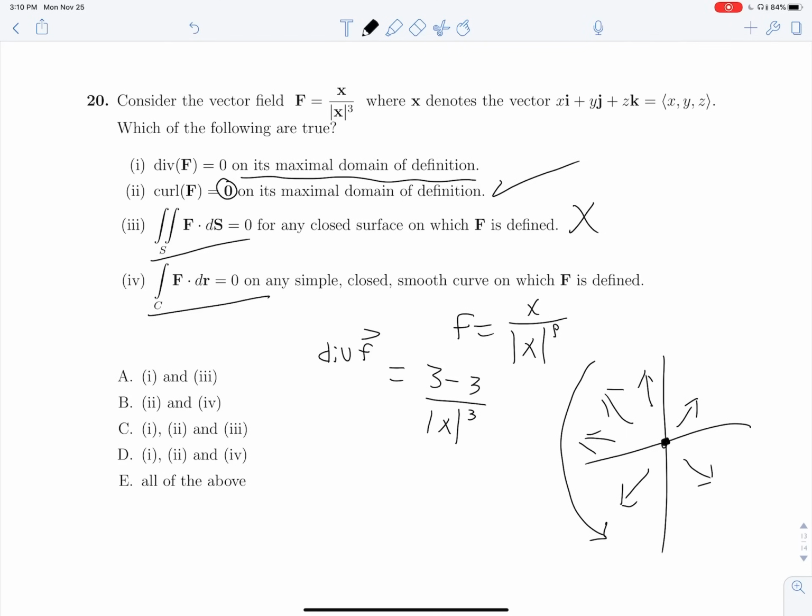And let's see, 4. Well, we already agreed that there are no curling influences on this vector field because it's purely a radial vector field. So taking an integral for curl or circulation or whatever, we will always get 0. So 2 and 4 are our answers. And okay, we are done.